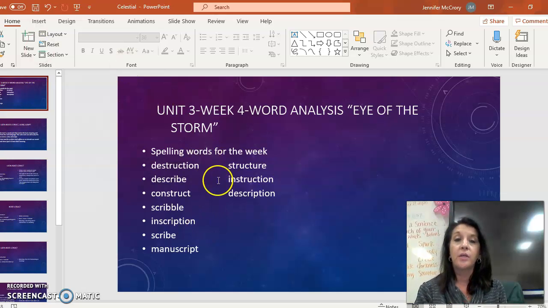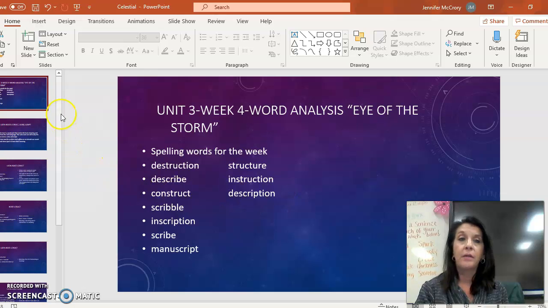So let's take a look at our words again. Destruction. There's our root struck. There is describe, construct, scribble, inscription, scribe, manuscript, structure, instruction, and description. All right.